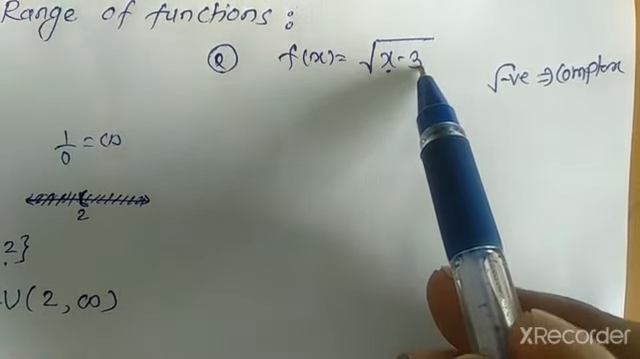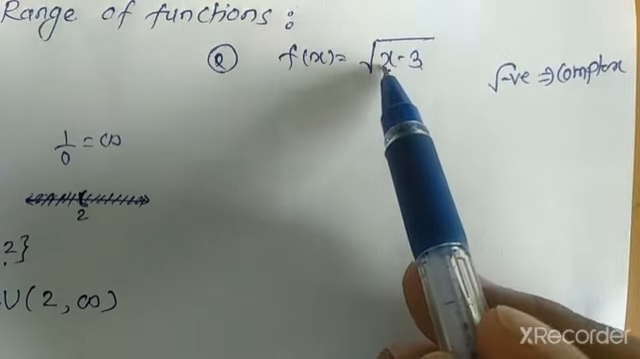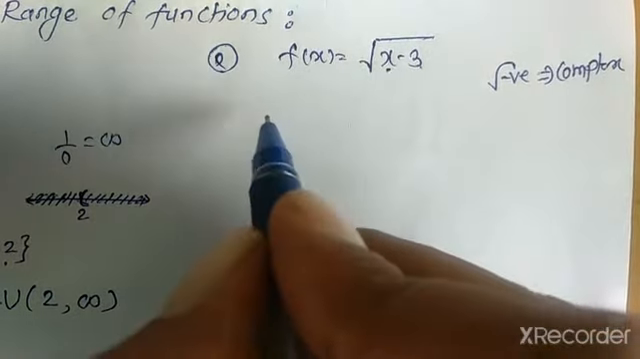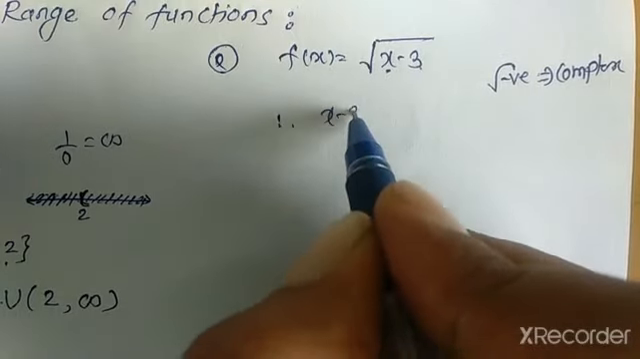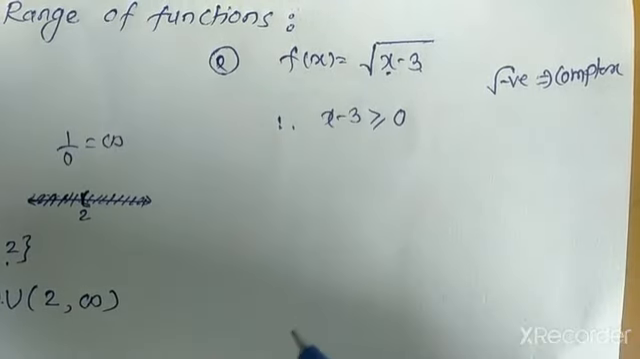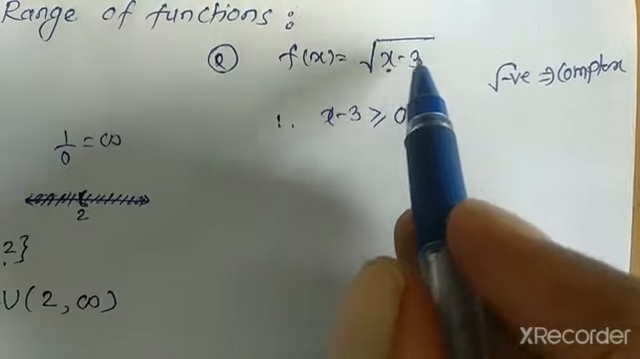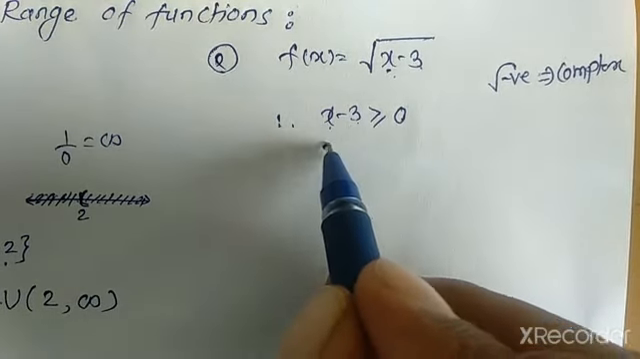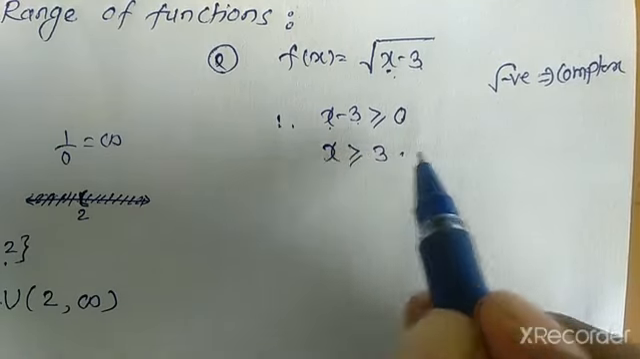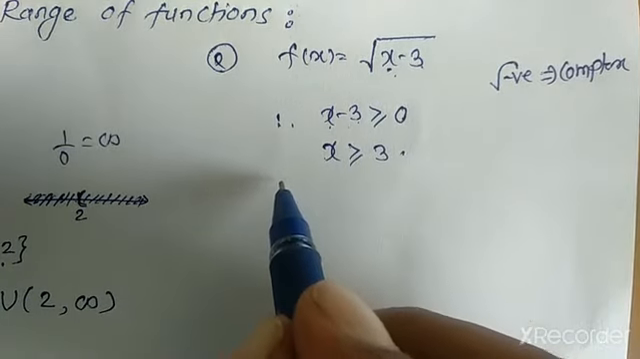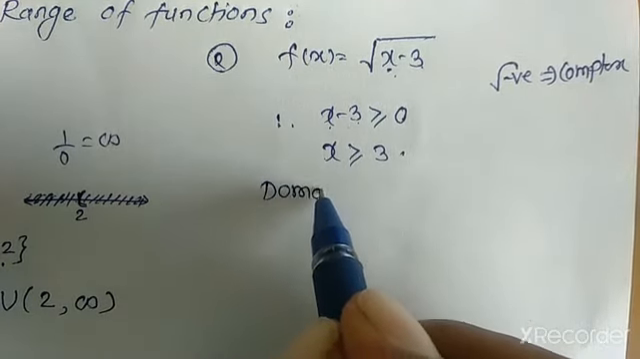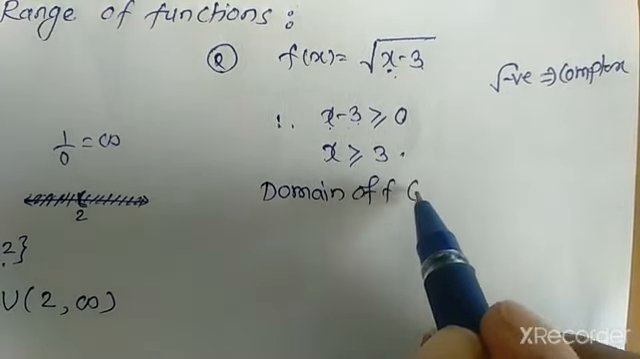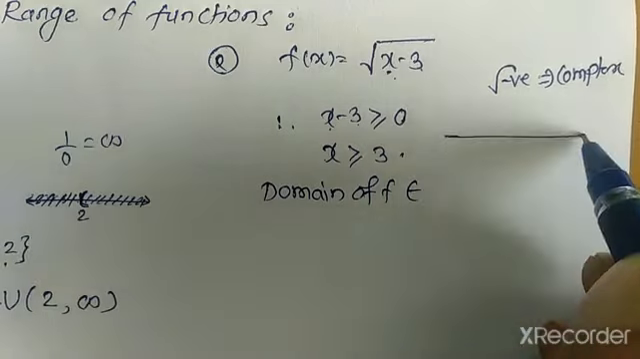So here x minus 3, being inside the root term, will always be greater than or equal to 0. So x minus 3 should be greater than or equal to 0 so that it will be a real number. We can write it as x minus 3 greater than or equal to 0, which means x greater than or equal to 3, which is our domain. So our domain set will be: domain of f belongs to x greater than or equal to 3.